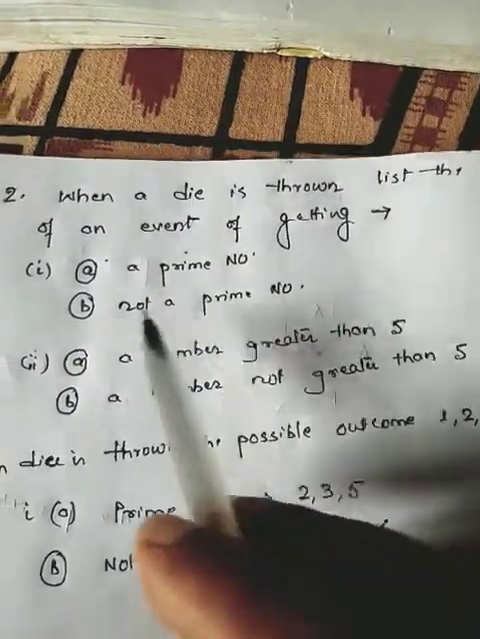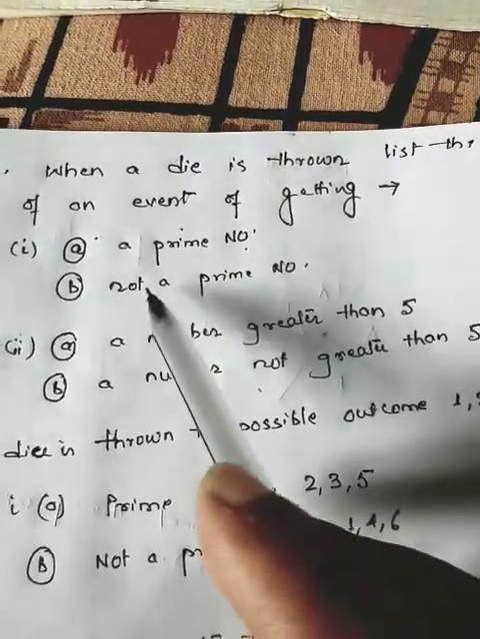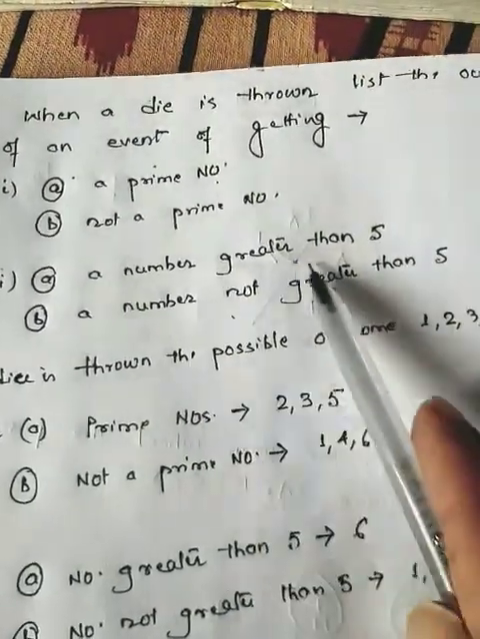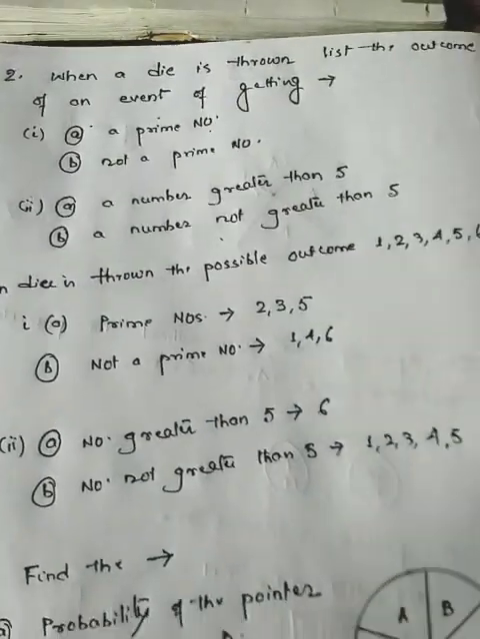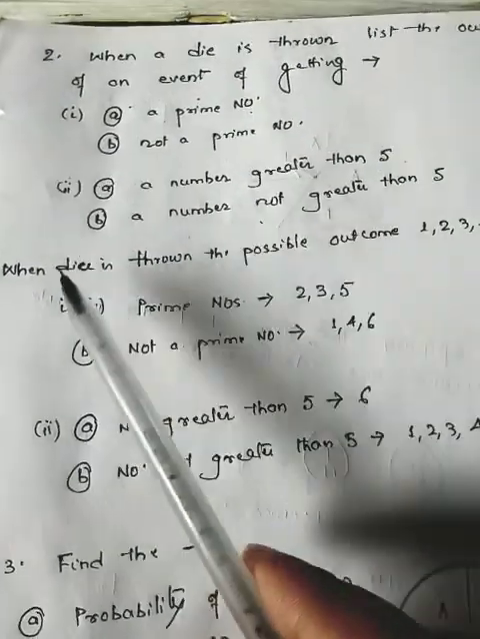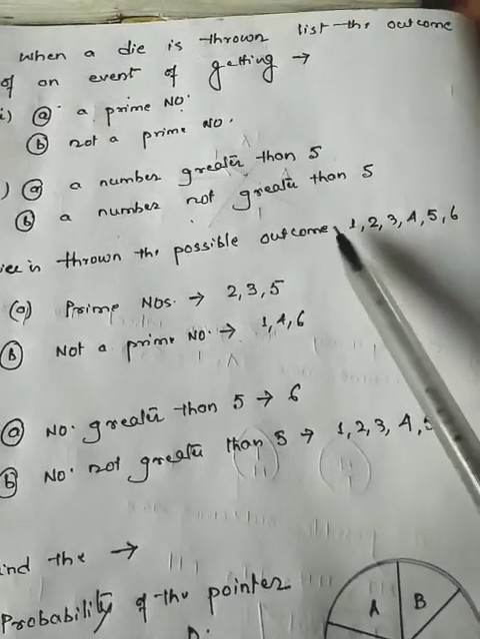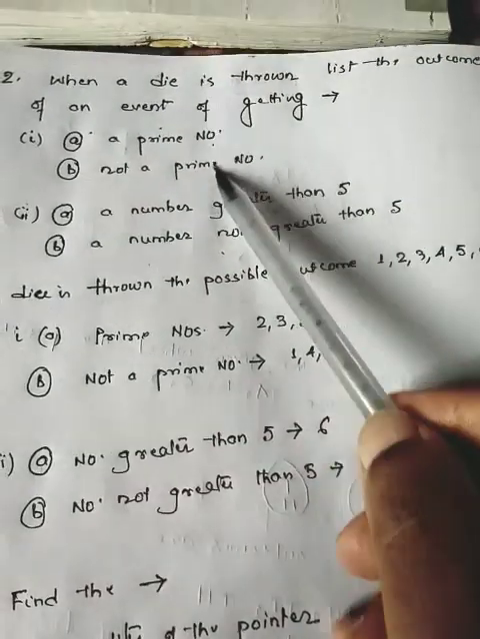So we know prime numbers. These are some of the questions they have asked. How many prime numbers will you get? How many not prime numbers will you get? How many numbers greater than 5 will you get? And how many numbers not greater than 5 will you get? So see how I've started the answer. When a die is thrown, the possible outcomes are what? There are 6 numbers, isn't it? 1, 2, 3, 4, 5, 6. So among these 6 numbers, we have to answer all those questions.